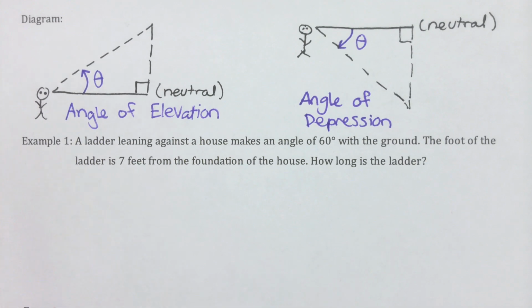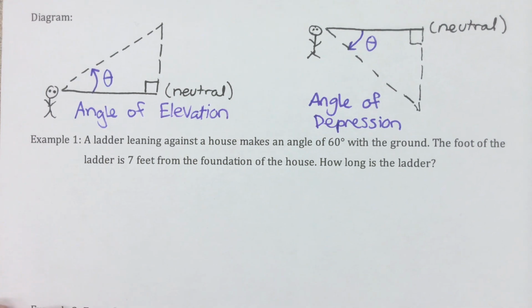First example, a ladder leaning against a house makes an angle of 60 degrees with the ground. The foot of the ladder is 7 feet from the foundation of the house. How long is the ladder? So first off, this is pretty much the only time where it won't directly say angle of elevation or angle of depression in the problem. Other times it blatantly states it. So this is one where you kind of have to draw the picture to figure out which diagram we're looking at here. And again, get as realistic as you'd like with this. It'll help. I just used some silly doodles.